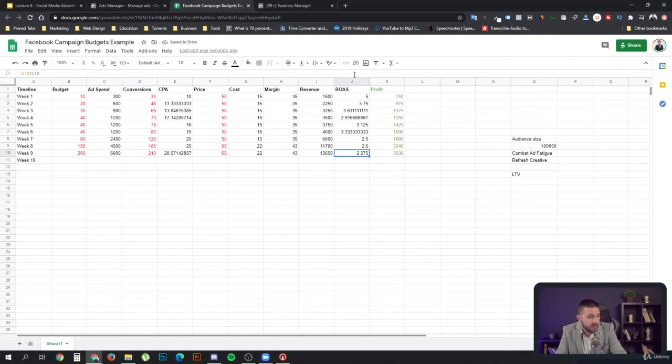Still worse in terms of return on ad spend, but still you're making more. I'll make this bold so we can see it clearer. Maybe zoom it in a little bit.